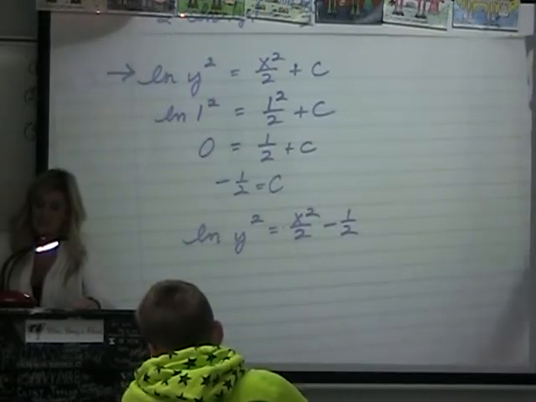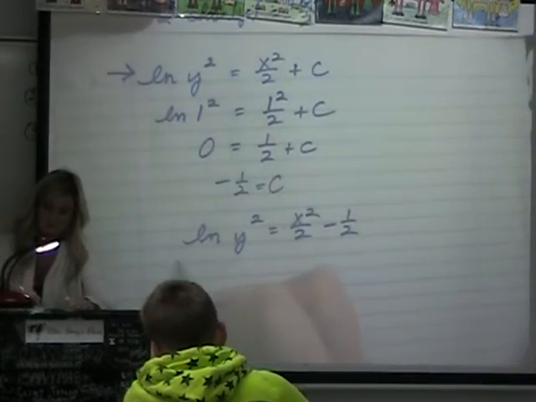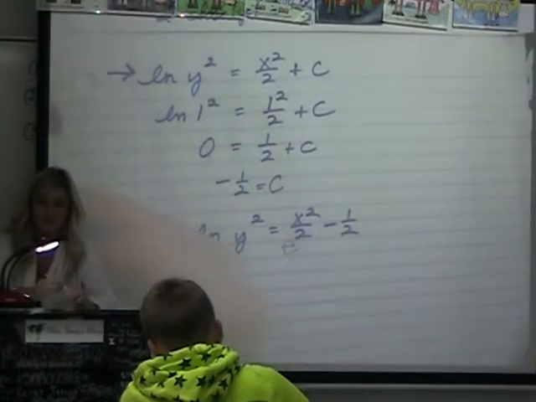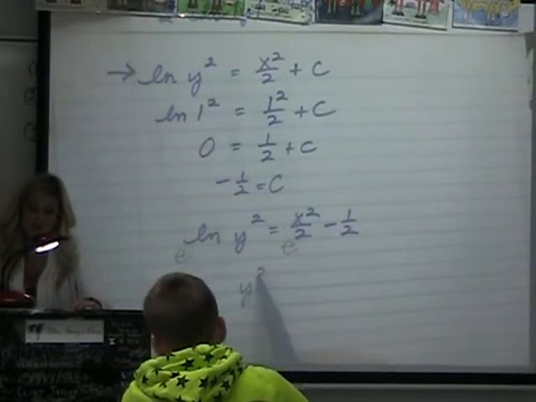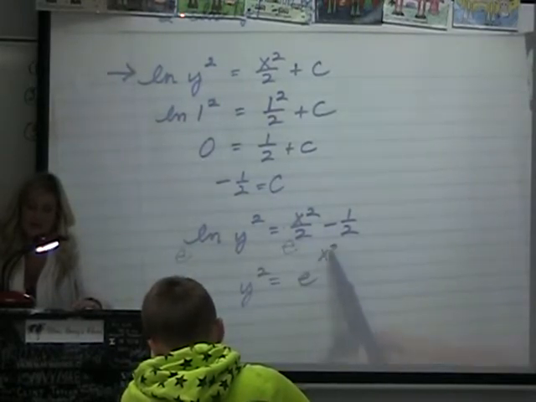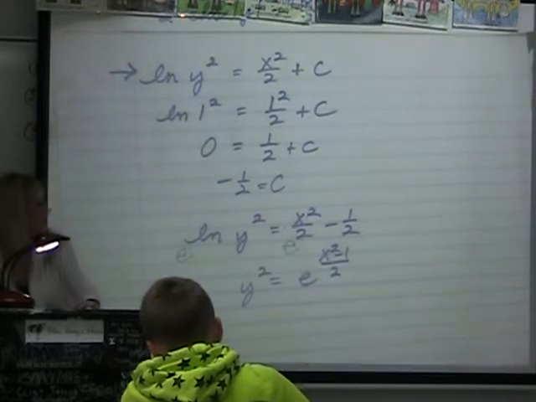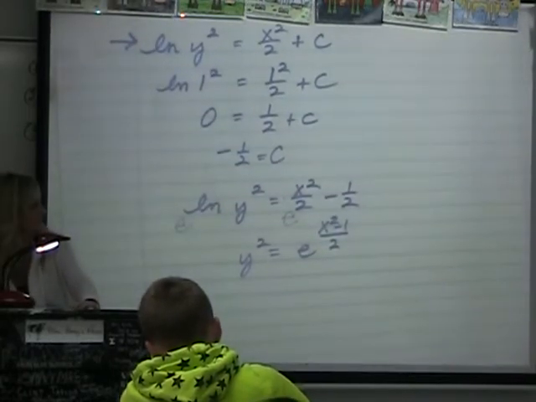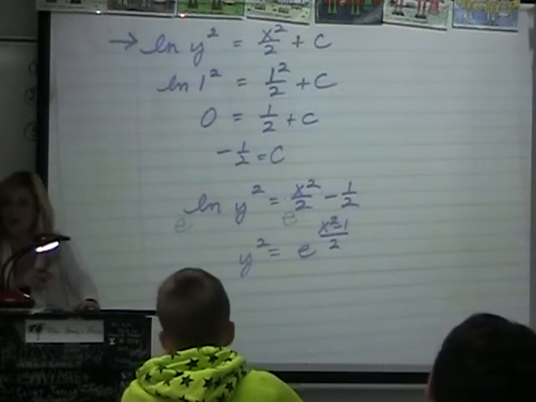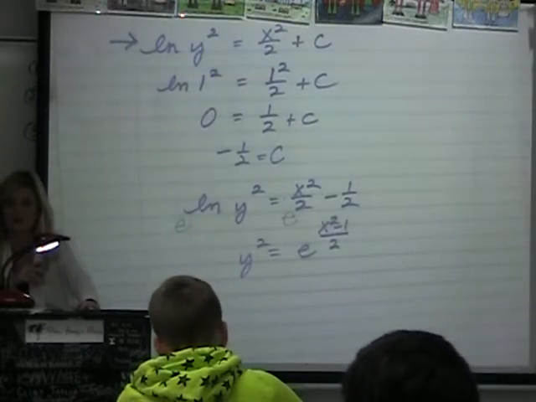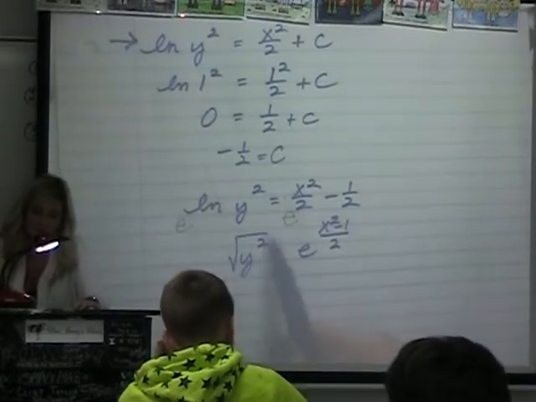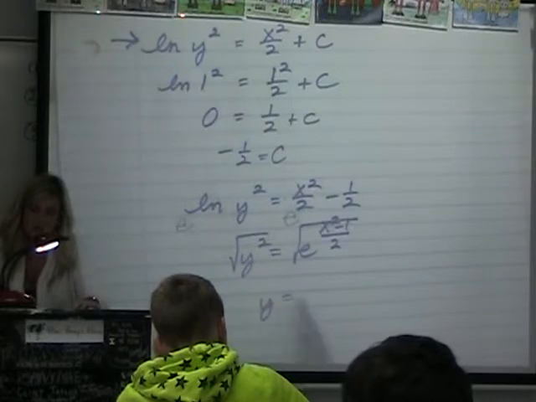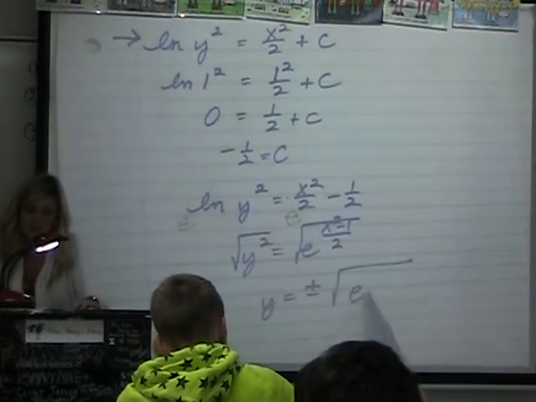Now I'm going to exponentiate both sides. Base e. On the left-hand side, e and ln cancel, leaving me with y squared. On the right-hand side, I'm going to write it as x squared minus 1 all over 2 up in the exponent of e, because I have a common denominator. Are you with me? Okay. Square root both sides. So y equals plus or minus the square root of e to the x squared minus 1 over 2.